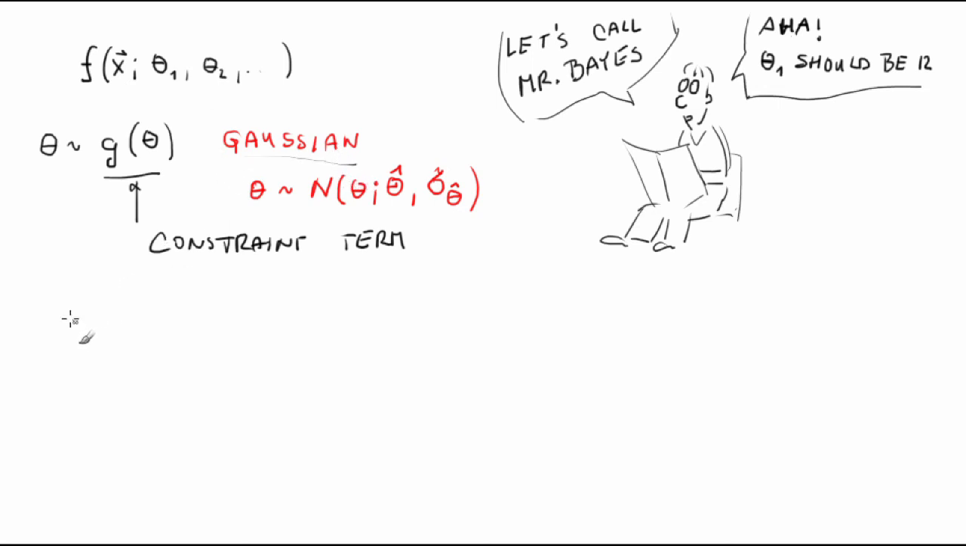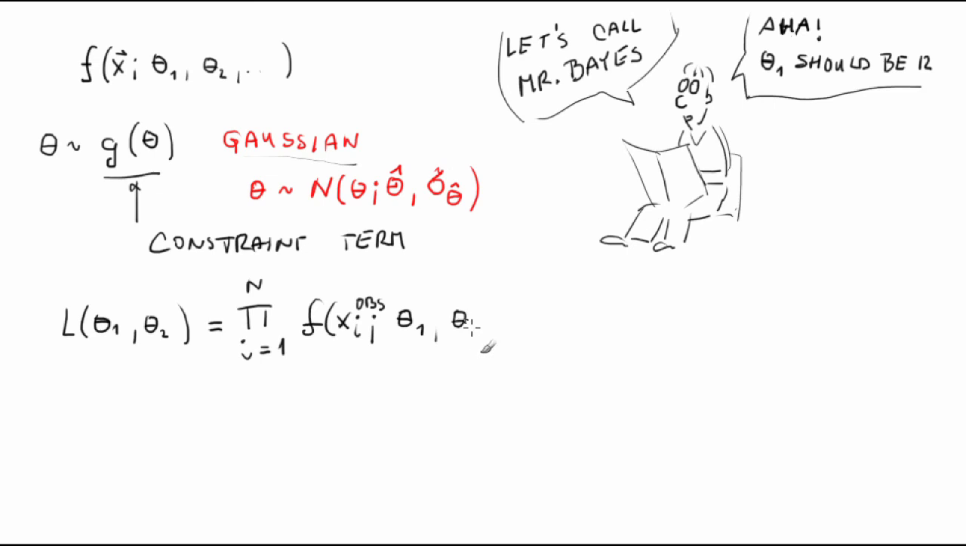Then we just multiply our model with the constraint term to get, for example, the likelihood of θ1 and θ2 equals the product for i going from 1 to n of f of x_i obs with parameters θ1 and θ2, times g of θ1.